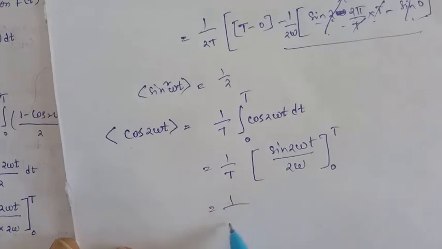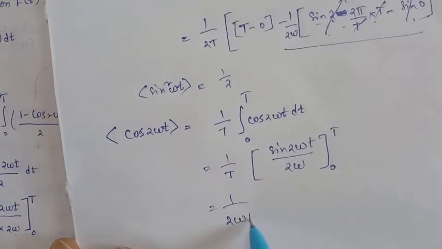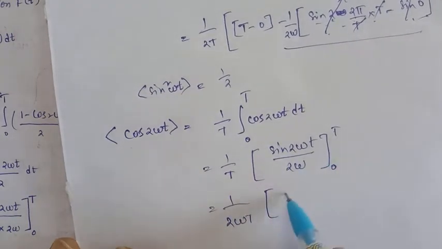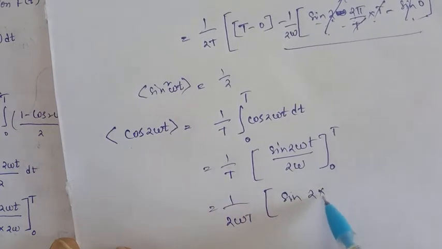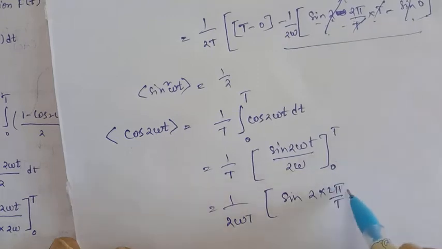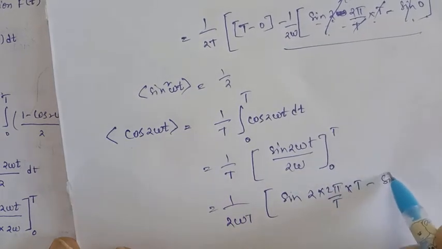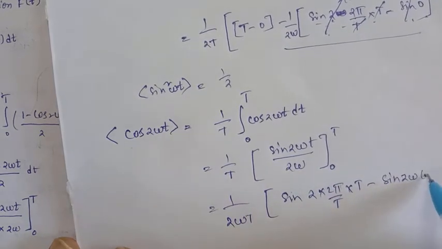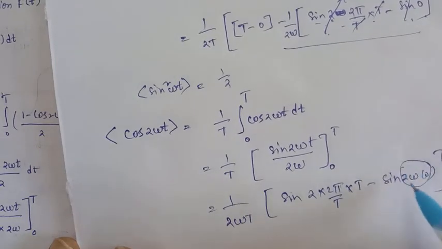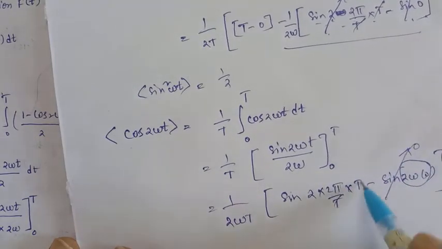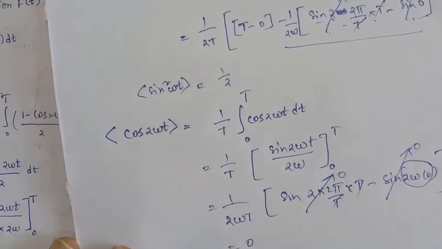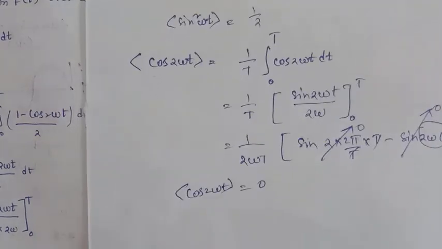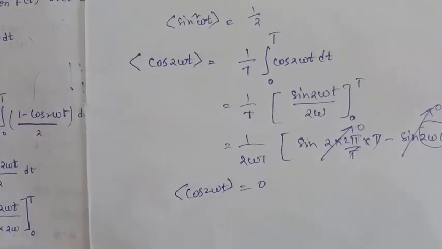So 2 omega, suppose, is taken outside. So 2 omega capital T taken outside. For the upper limit, sine 2 omega, where omega is 2 pi by T, with the upper limit of t equal to capital T, minus sine 2 omega into 0. That means the total is 0. Sine 0 is 0. T gets cancelled. Sine 4 pi is also 0. Automatically 0. The average value of cos 2 omega t is equal to 0. These two are helpful for the next calculation parts.